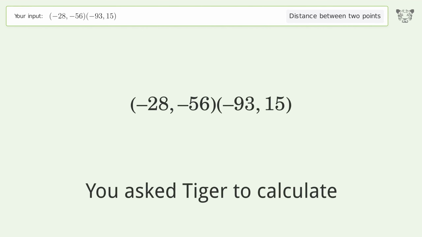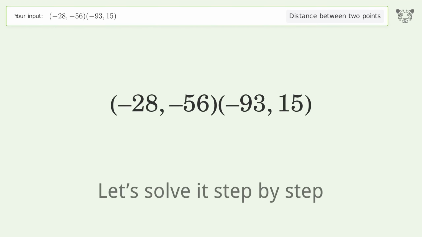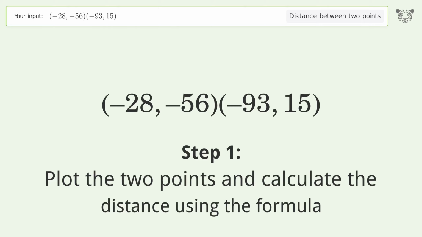You ask Tiger to calculate. This deals with the distance between 2 points. The distance between the 2 points is the square root of 9,266, or 96.26. Let's solve it step by step. Plot the 2 points and calculate the distance using the formula.